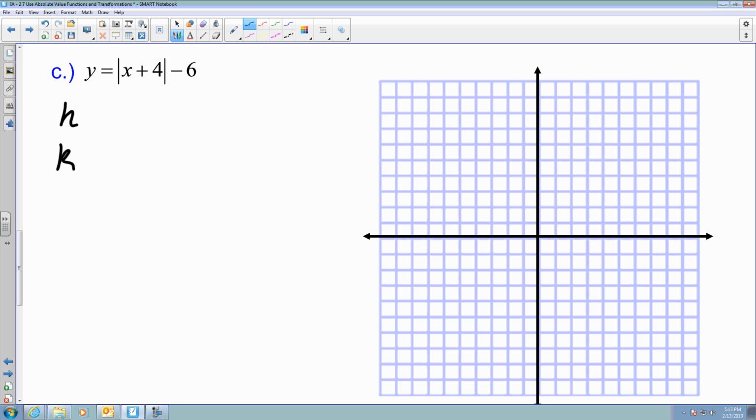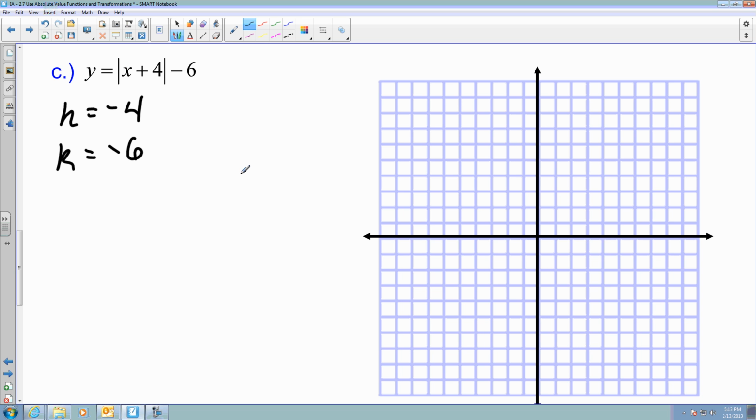And so using the general equation where y equals a times the absolute value of x minus h, plus k, that means that if it's x minus h in the general form and it's x plus 4, that means that my h ends up equaling negative 4. Here my k will end up just being negative 6. So what this means is that h being negative 4, my vertex is going to be shifted 4 units to the left and 6 units down.